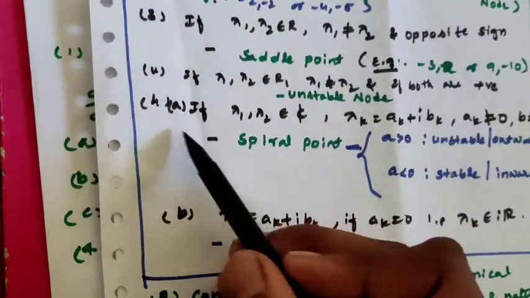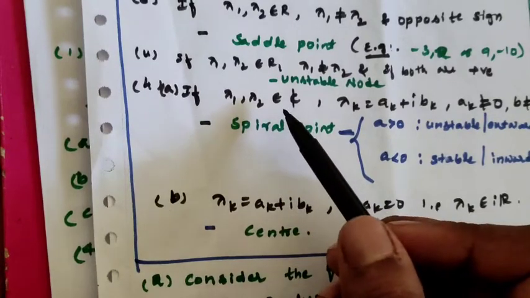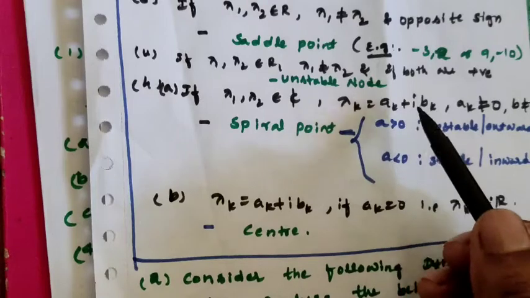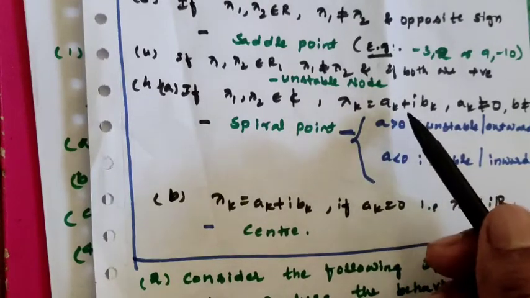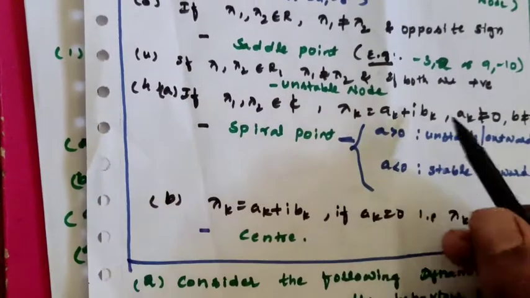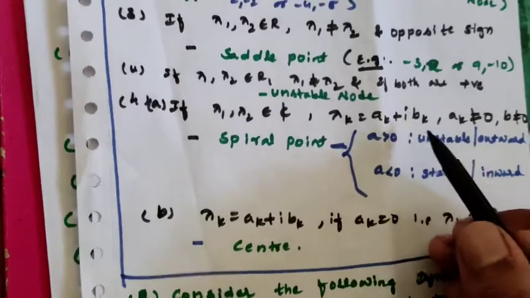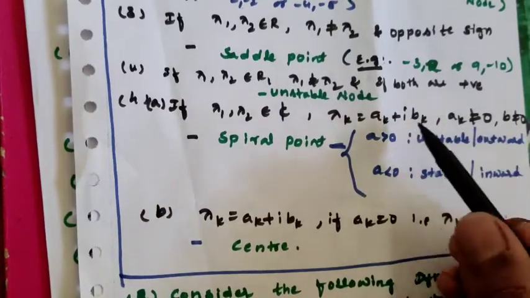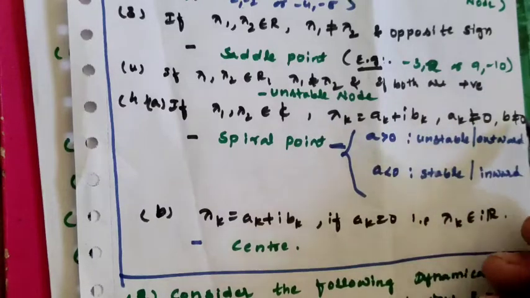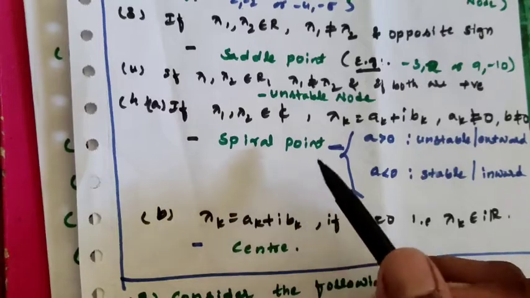And the next point is, if both eigenvalues are complex, and lambda k is equal to ak plus i bk. Here ak means the real part of the complex number and bk is the imaginary part. Here ak is not equal to 0, that means the real part is not equal to 0, and b is not equal to 0. That nature we call a spiral point.